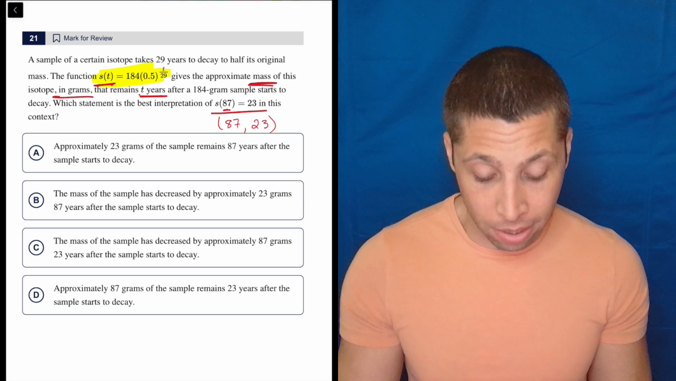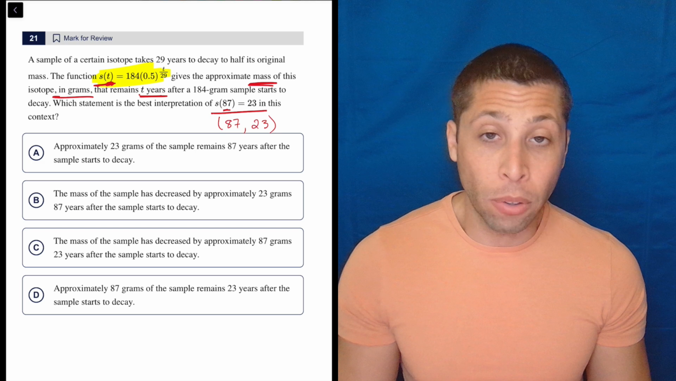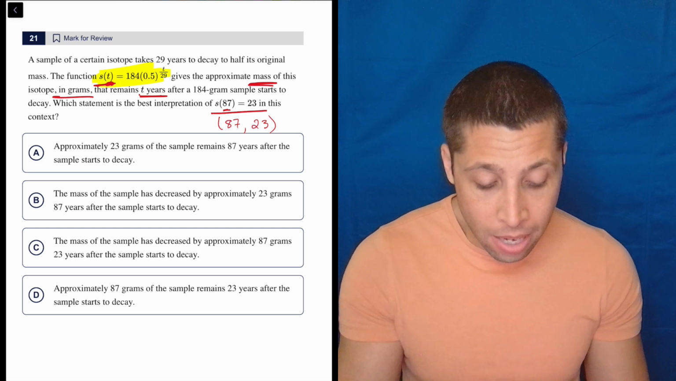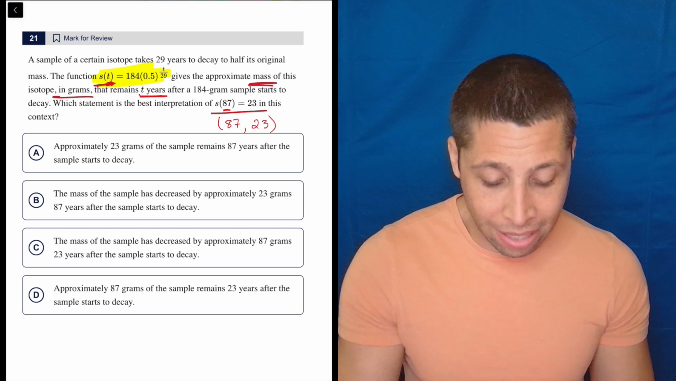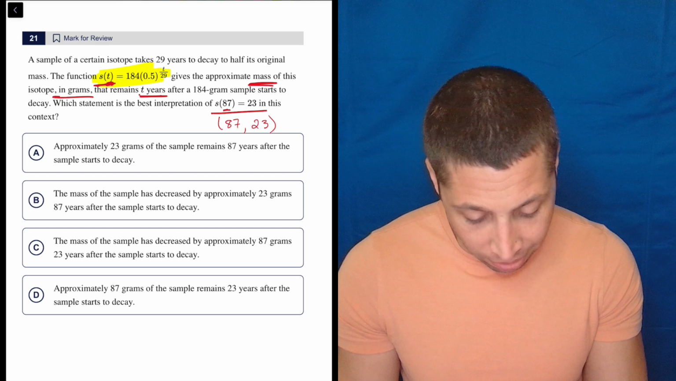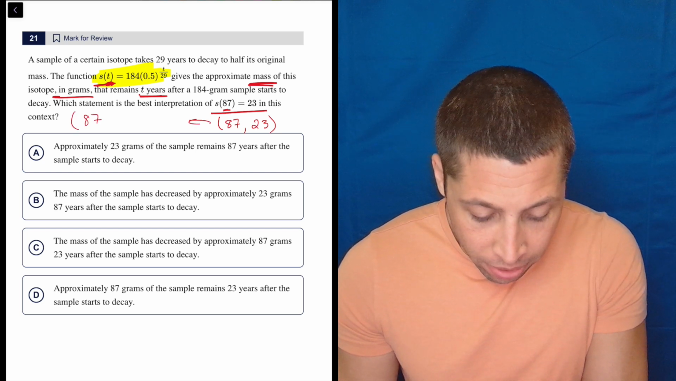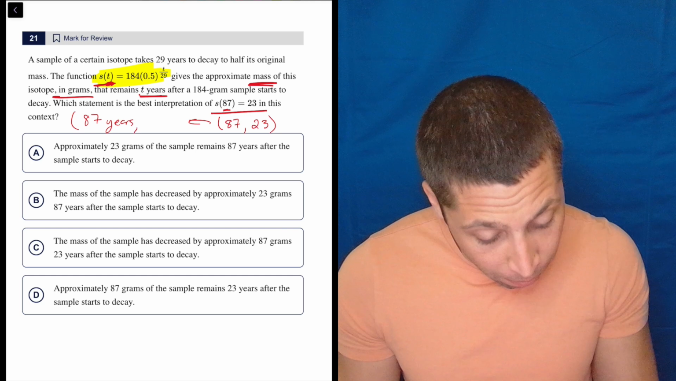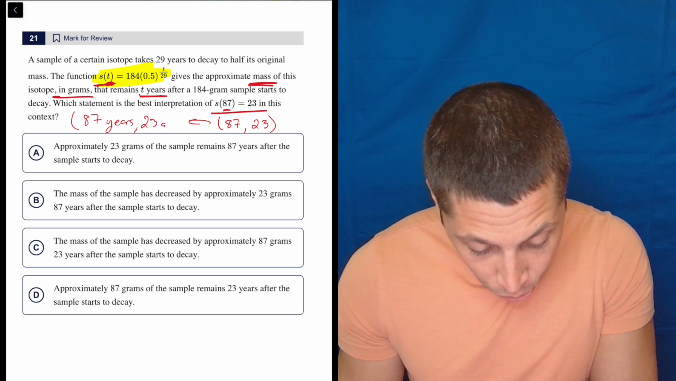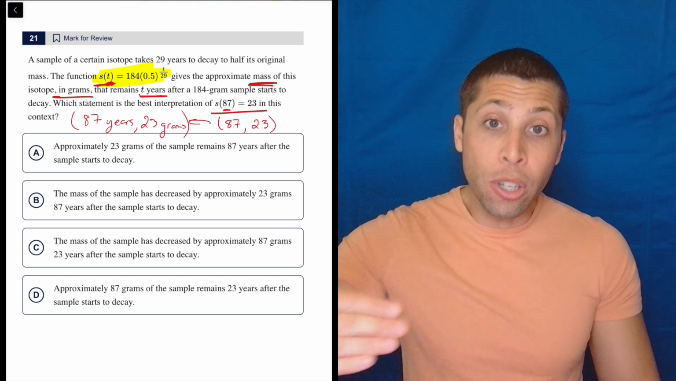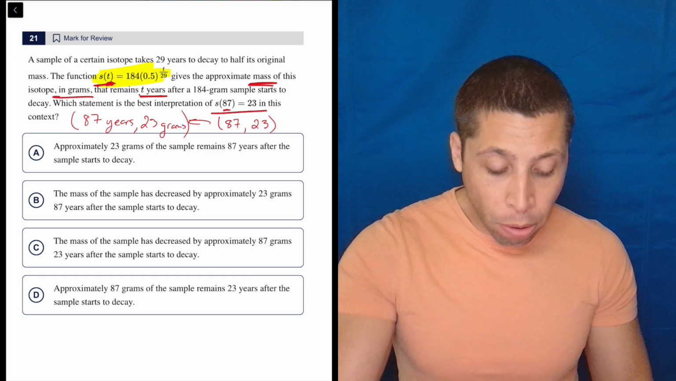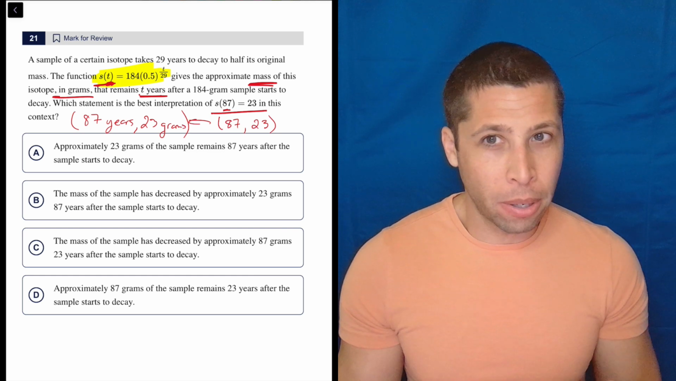But notice where that 87 is. It's in the parentheses. What was in the parentheses over in the equation? The T. So T is the 87. That's the number of years. So another way to write this is 87 years, comma, 23 grams, right? Use the unit with the number. Now as we go through these choices, if the unit doesn't match the number, get rid of it.